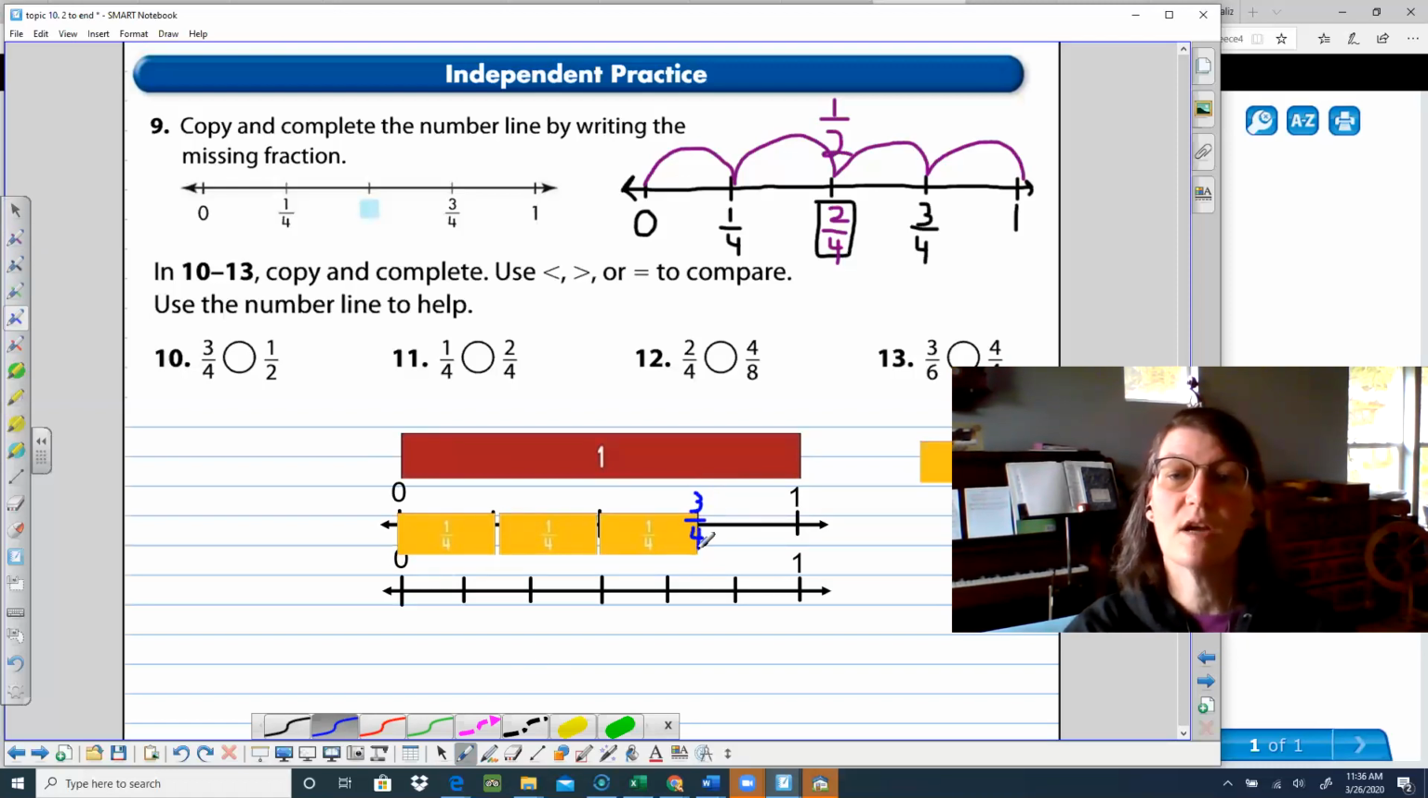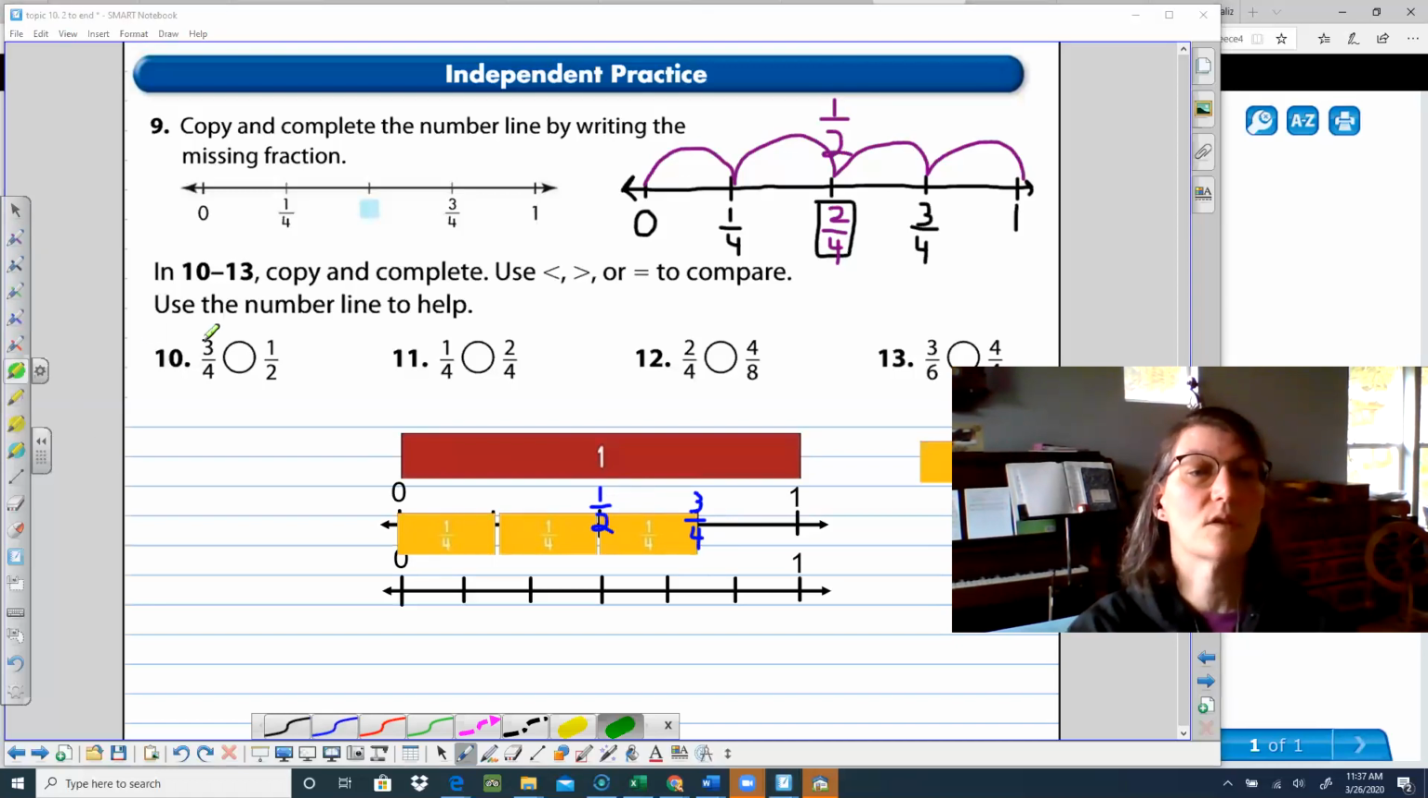Now I'm comparing it to 1/2. If I look up here, what did I discover 1/2 is equal to? Hopefully you're thinking 2/4. Here's 1/4, here's 2/4. Right here is 1/2. Okay, I'm quickly going to color code these because you guys love when I do that in the classroom. And make that one green. And let's make this other guy pink.